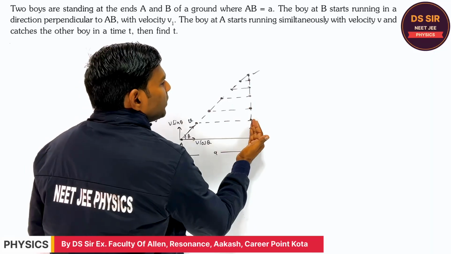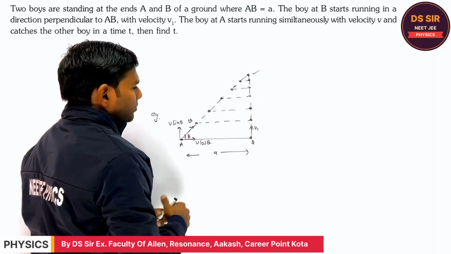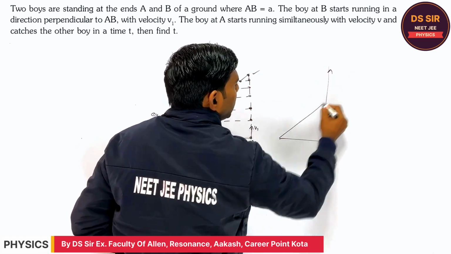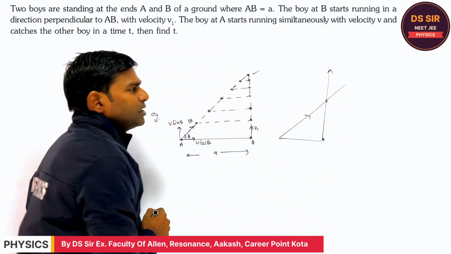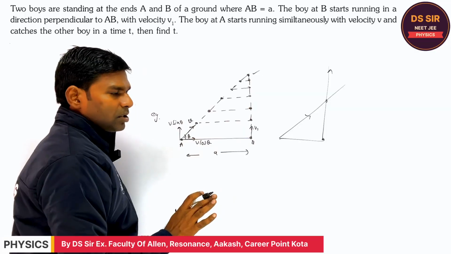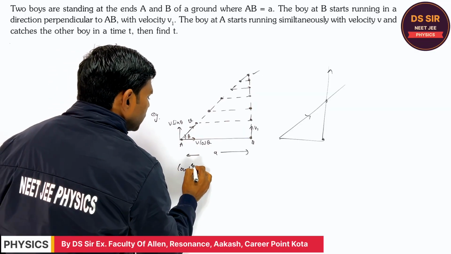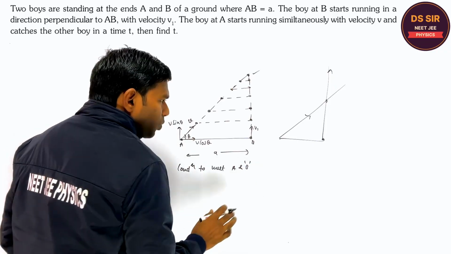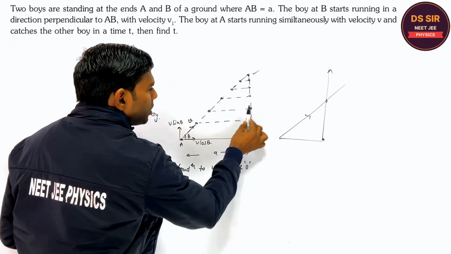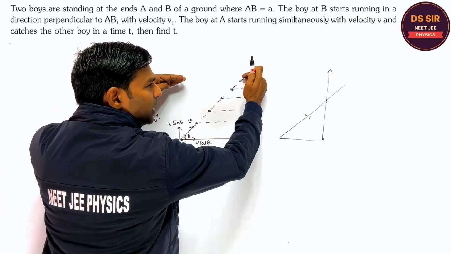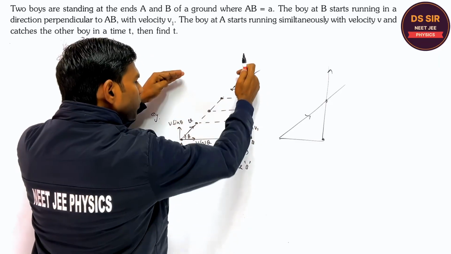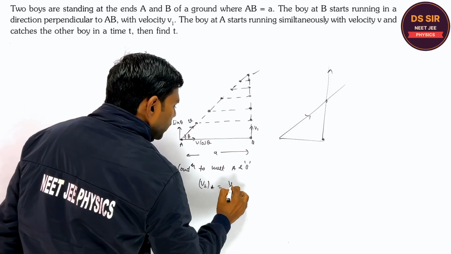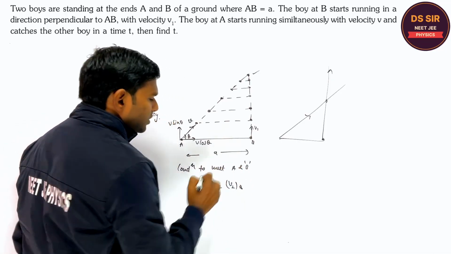If the speed of the V1 is greater and A is less, so what will happen? So it will move like this and it will be moving in this way. So it cannot catch. What is the condition? Condition to meet A and B. Tell me. What is the condition? Their vertical component, vertical displacement must be equal. Therefore, the vertical component of velocity of A and vertical component of velocity of B must be same.